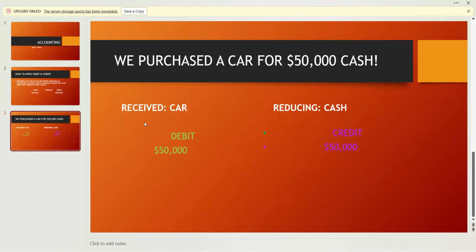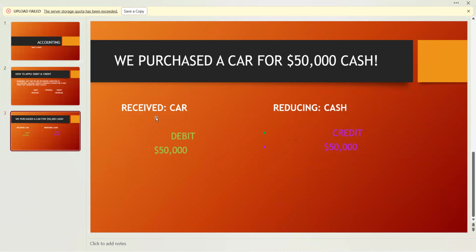Let's say that we purchase a car for $50,000 cash. How are you going to do that? You use your ledger. You do a separate ledger for anything. So now you receive a car because you purchase a car for $50,000 cash. So what happened there? You receive a car. Therefore, whenever you receive something, it goes to the debit side. That's the rule. Receive for debit, out for credit. We saw that before.